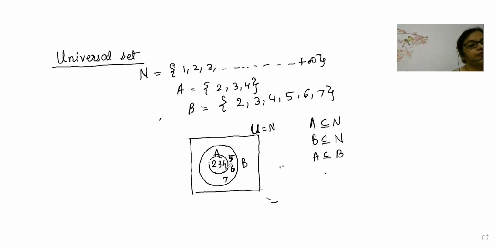Why beta? Because whatever element of A is there, it is also present in B. Whatever element of A is there, it is present in B. Because of that, A can be going inside B.